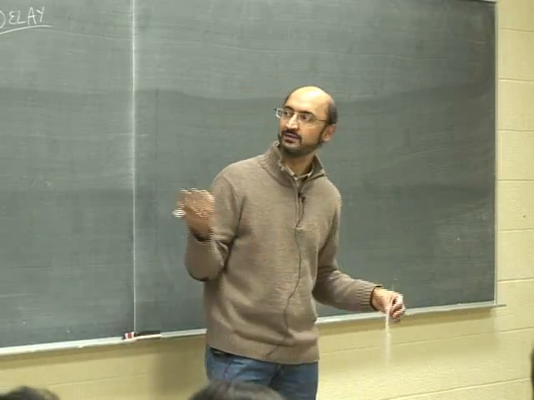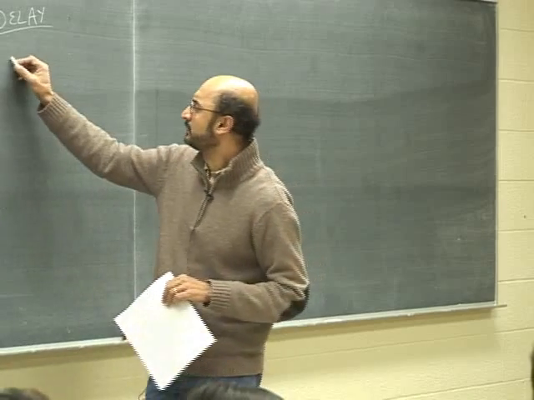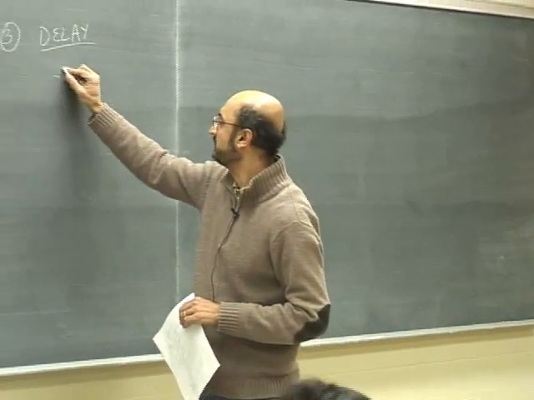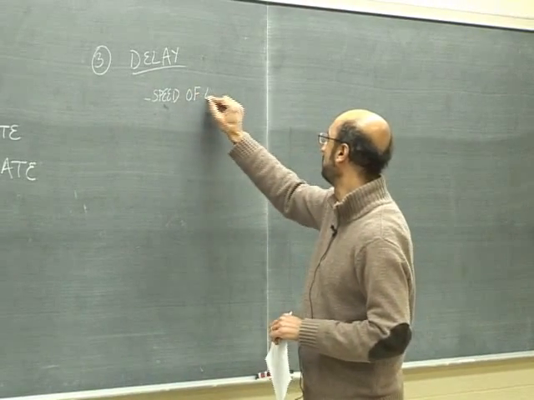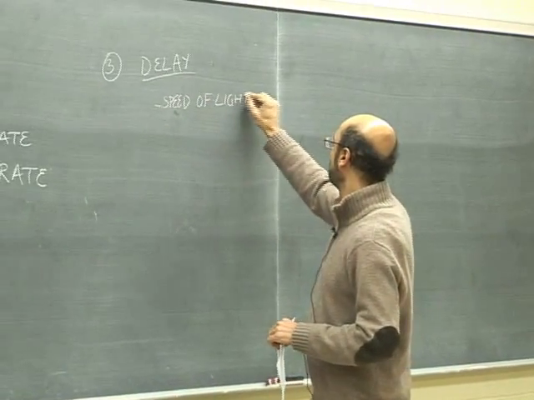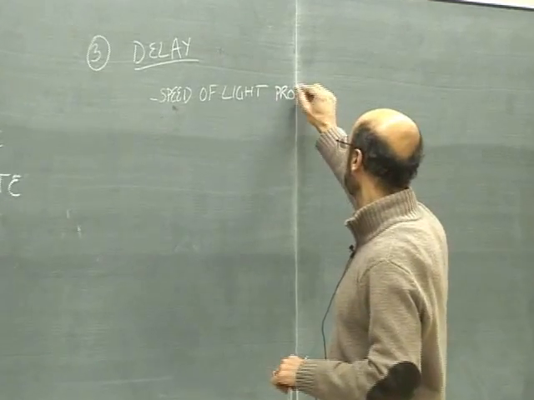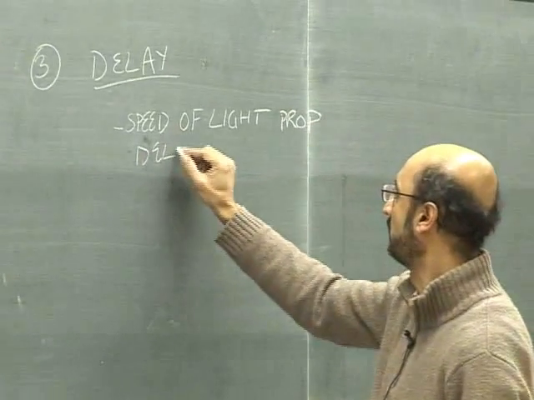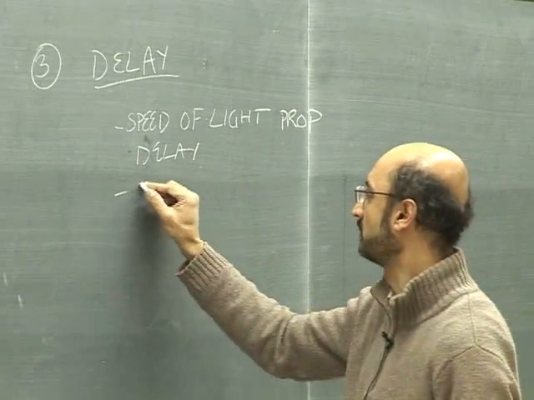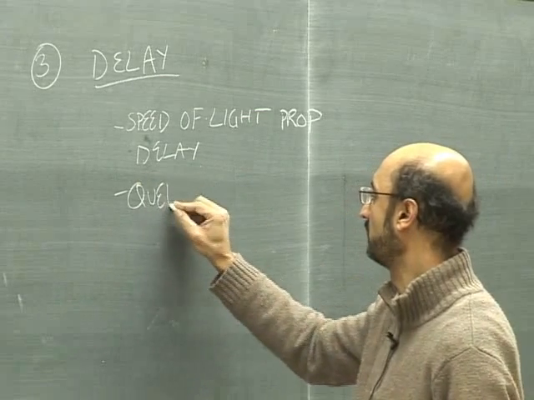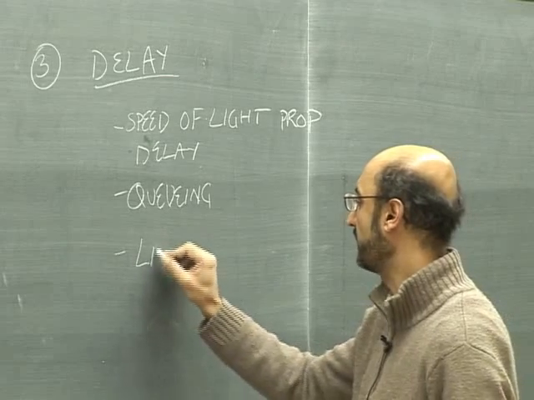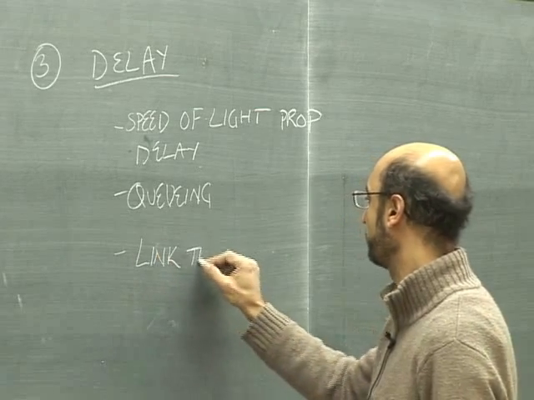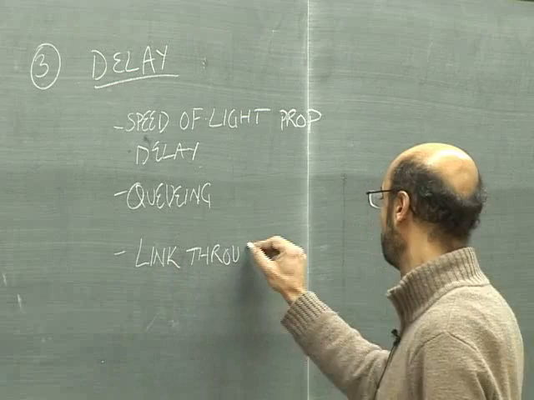Okay, so where does the delay come from? It comes from different parts. One comes from speed of light, propagation delay. And the other one comes from, you can think of it as queuing delay. And the third one comes from link capacity, link throughput. Let me explain all those in just a minute.